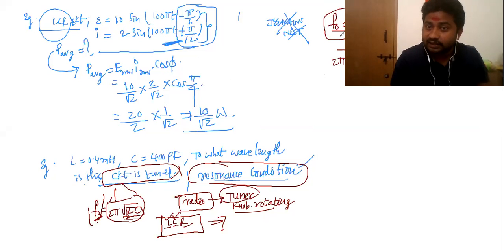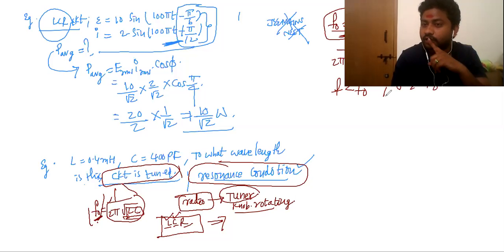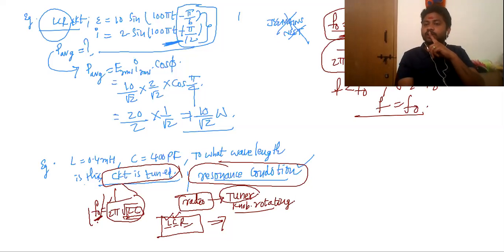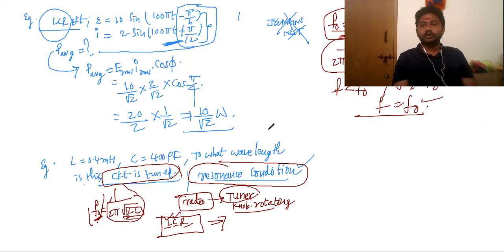So for this particular channel, your frequency must not be less than f0, and must not be greater than f0. This frequency, 1 by 2 pi root LC, must be equal to the actual channel frequency. That is called the resonance condition. I hope you understand the practical application of the LCR circuit.